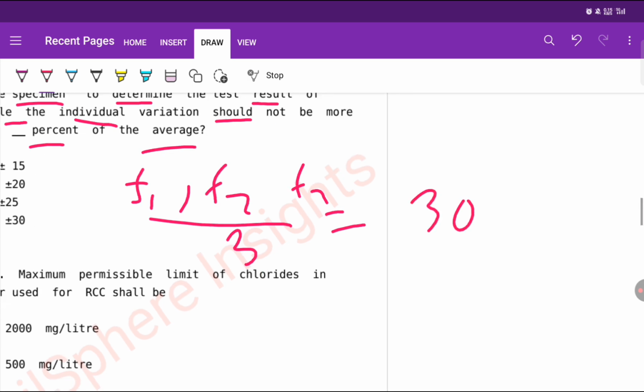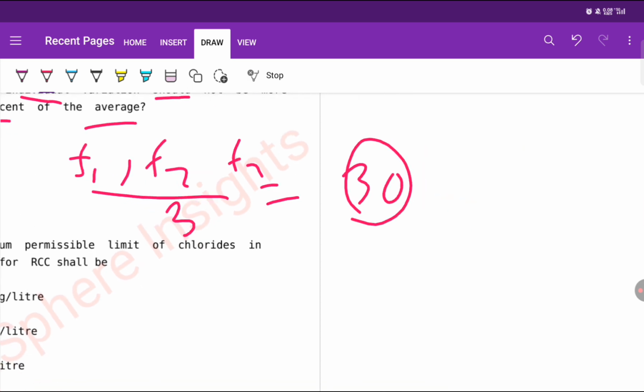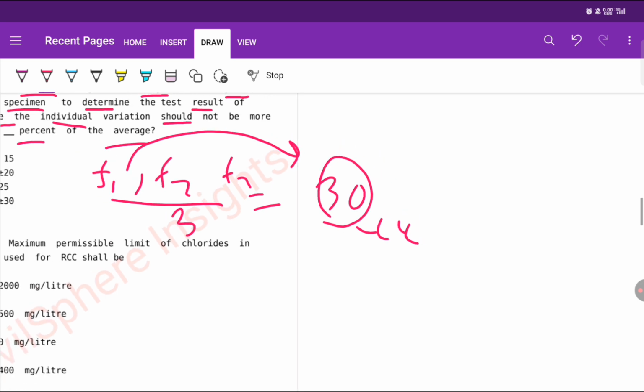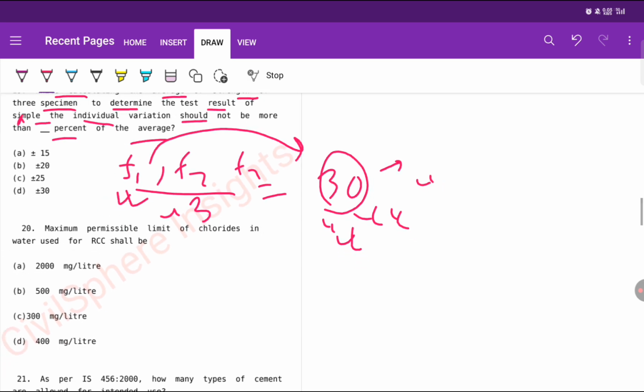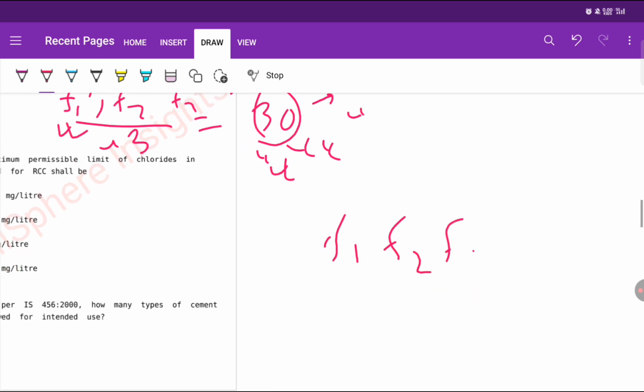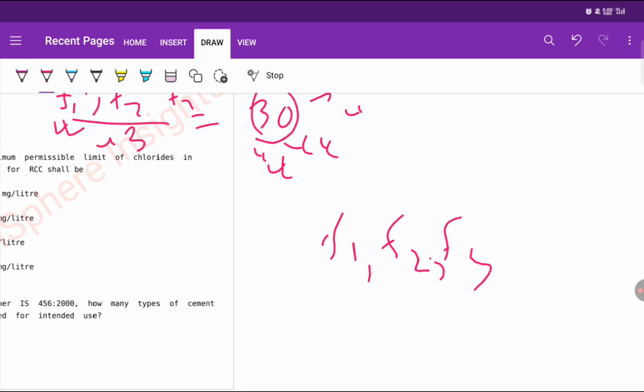Suppose this is our 30. So this 30 is the average, and the individual value cannot be more or less than 50%, remember. So the average value we got is 30. So 30 will be our test result. Okay, 30 will be the compressive strength of our sample. Any individual value cannot be more than or less than 50% of this value. So how can we express this? So this f1, f2, f3.